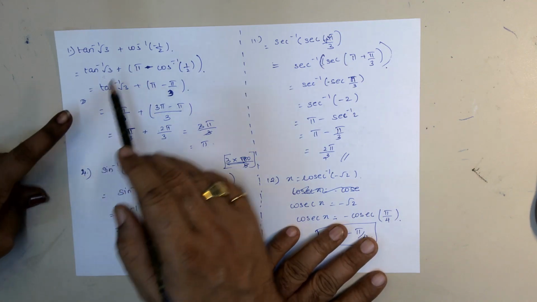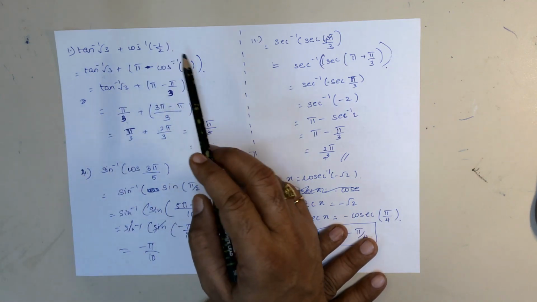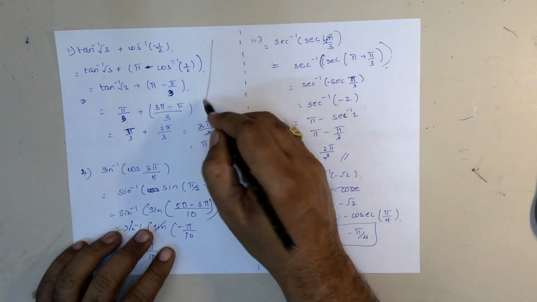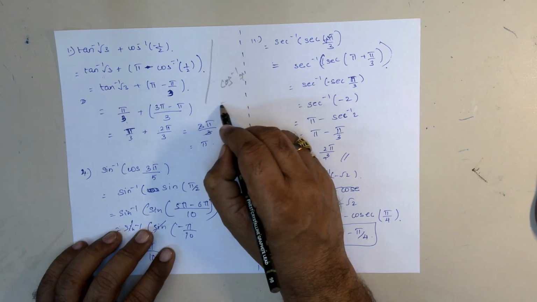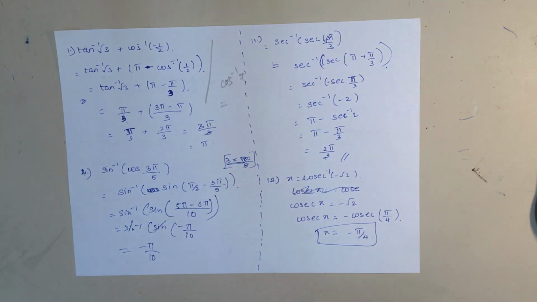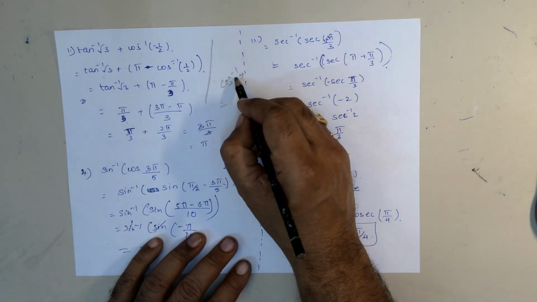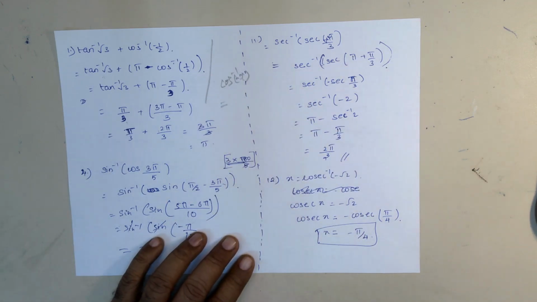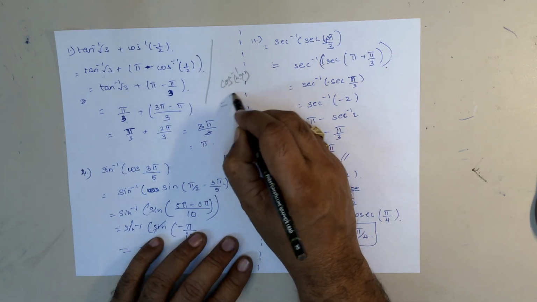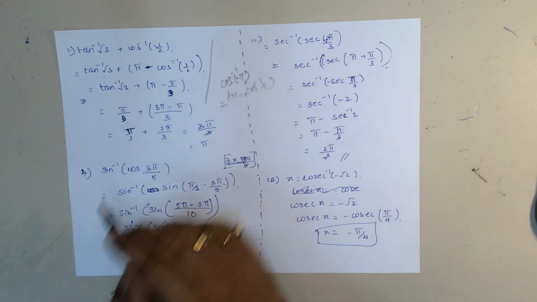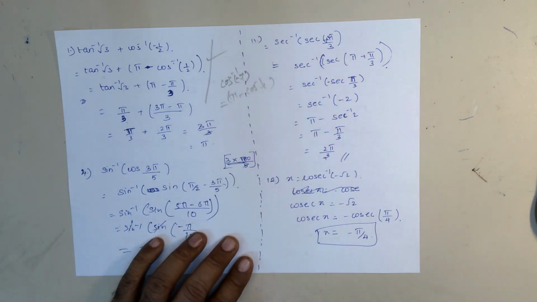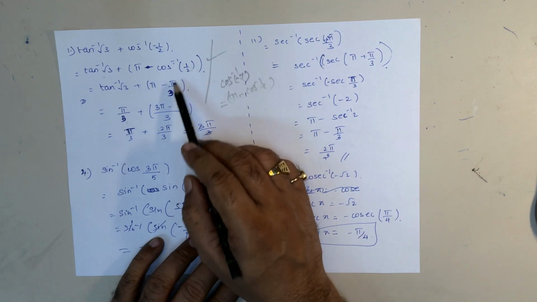Then for cos inverse of minus x, we are using the formula: cos inverse of minus x is equal to pi minus cos inverse of x. So we are using that formula. Then cos inverse of 1 by 2 is pi by 3.